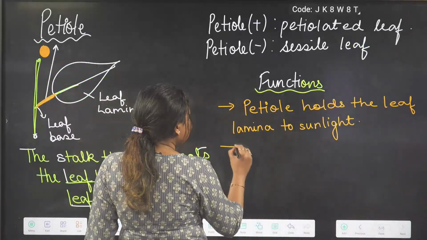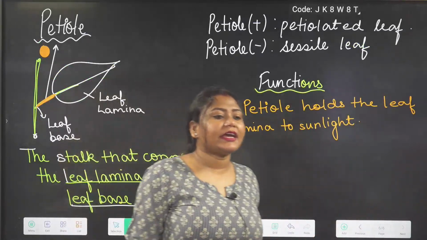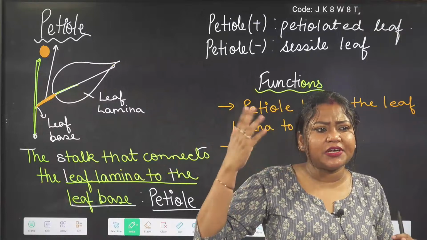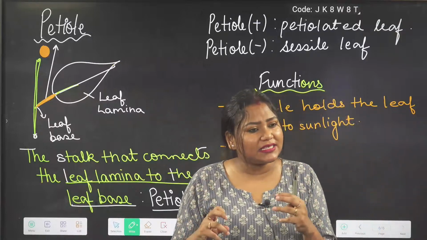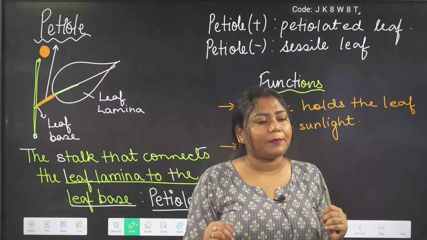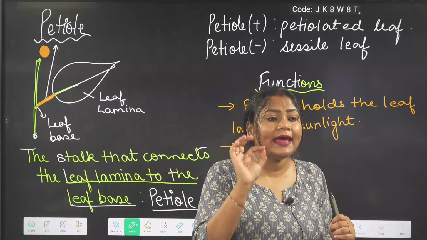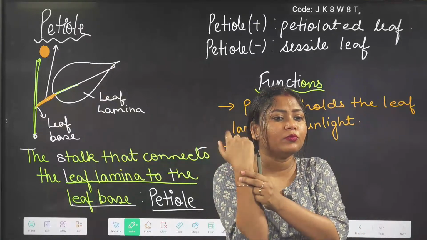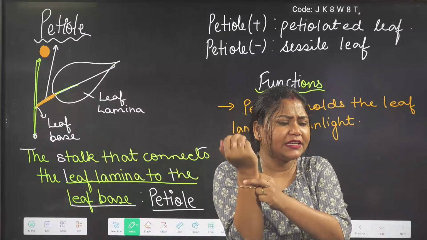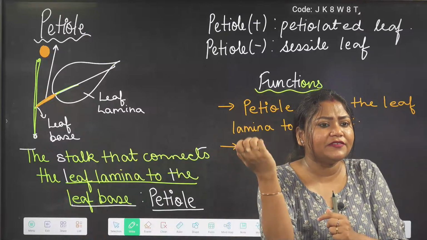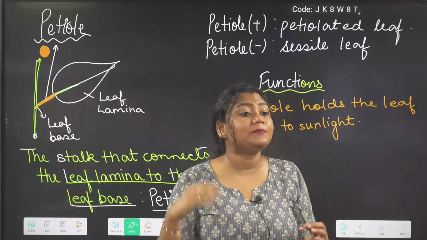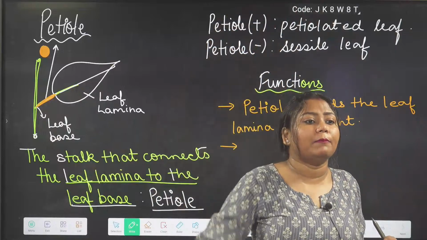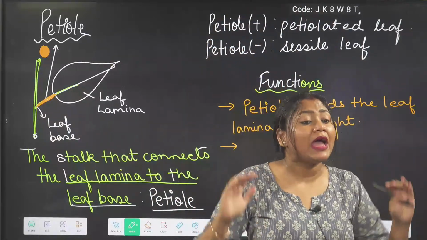Now, petiole holds the leaf lamina to the sunlight. What is the second function? Can anyone tell me? Now, in summer season, you are feeling hot, so you are switching on the AC. Leaf will also feel hot, na? So what happens? Thin and slender petiole allows the leaf to flutter in wind. Flutter means the leaf is moving like this. You might have seen in trees, leaves are fluttering. There is a noise, na, that leaves are moving by wind. So petiole helps the leaf to move, so that fresh air is going to come to the leaf and it cools the leaf.